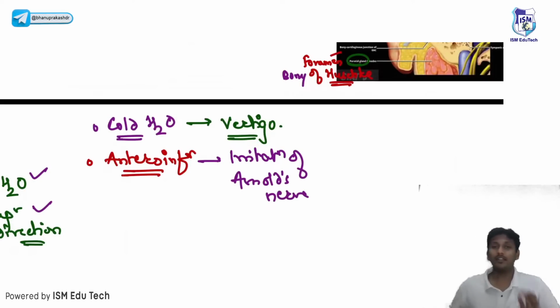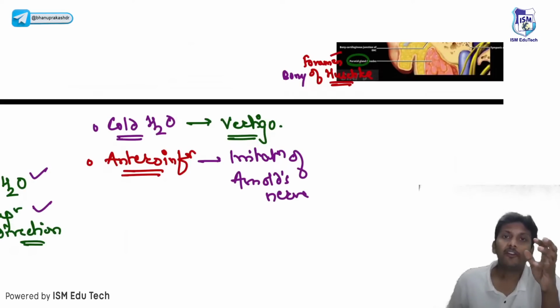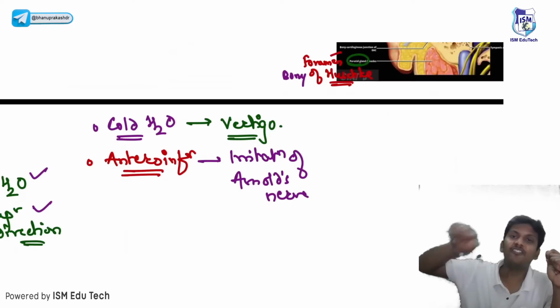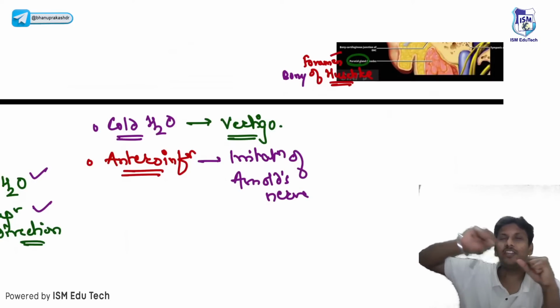Therefore, if the vagus nerve is irritated, what did I tell you yesterday? If one nerve is irritated, it will not only cause pain or problem at the site of irritation, but it will cause problem everywhere.